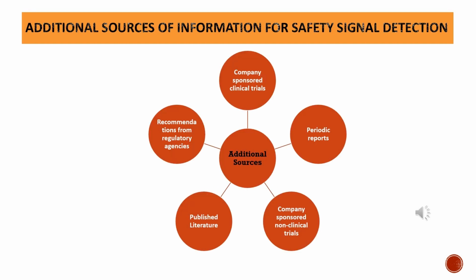Now moving on to the sources for signal detection. Sources can be clinical trials, periodic reports, recommendations from regulatory agencies, published literature, and company-sponsored non-clinical trials. These make up the additional sources for signal detection activity. Why do we need additional sources? So that we can make a more meaningful assessment of a particular signal, so that the category for that signal can be upgraded.